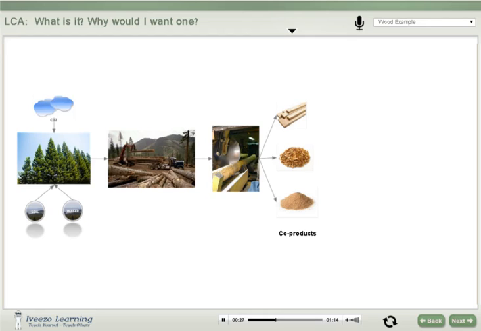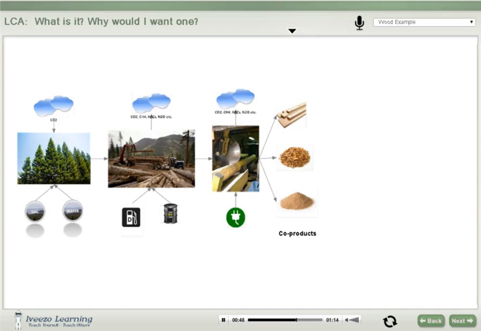Let's move to the harvesting operation. Here, things get more complicated. We need diesel to operate the truck and oil for the saws. When we combust the diesel, there are direct emissions to the air. Similarly, when we move to the debarking and milling operation, we have more direct air emissions, and we likely need electricity to run the equipment in the plant.